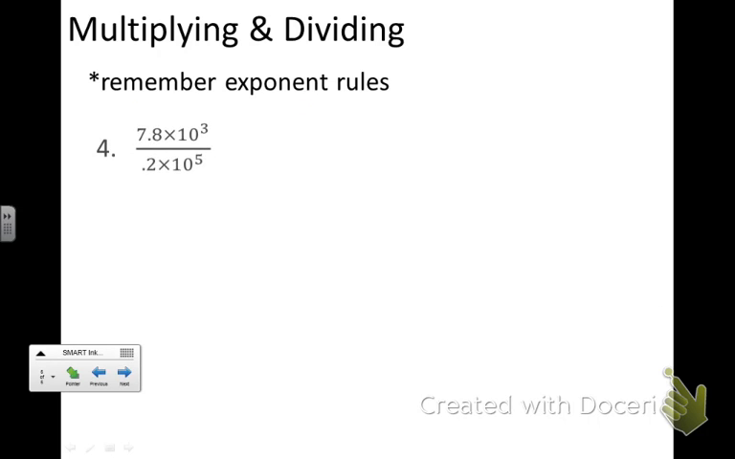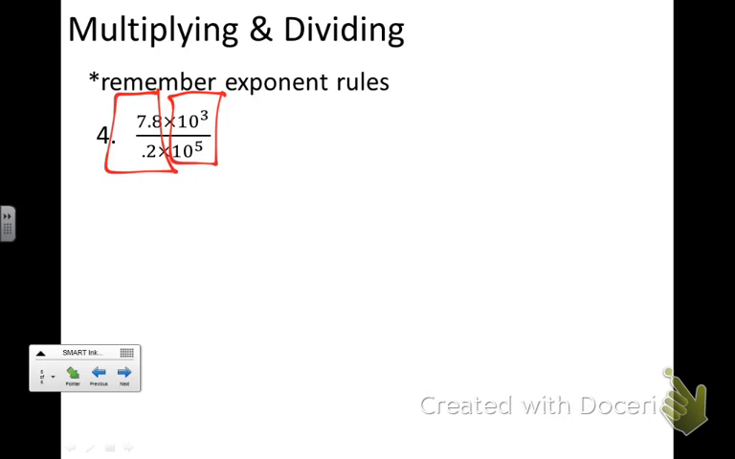Last problem, number 4. This is a division problem, and to me, these are actually the easiest. They are almost like too easy. So, 7.8 times 10 to the 3rd divided by 0.2 times 10 to the 5th. Remember, multiplying and dividing are the same type of problem, so we're going to group them. We're going to group the decimals together, and then we're going to group the exponents together. Exponents are the easiest to work with. So, remember, scientific notation means 1 point something something or decimal point something something times 10 to the power. That power can be negative or positive.